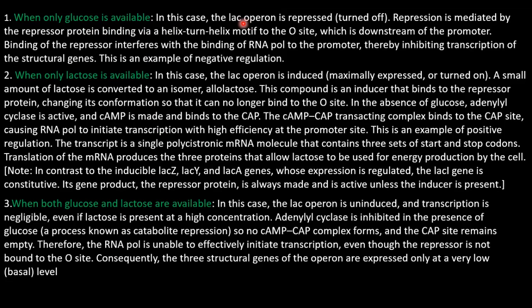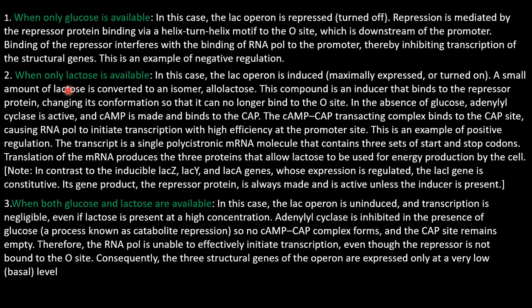In this case, the Lac Operon will be turned off. It is repressed. This repression is mediated by the repressor protein from the Lac I gene, and it will bind via a helix motif to the O site. Its DNA binding domain has a helix motif, which it uses to bind to the operator site, which is downstream of the promoter. So binding of the repressor interferes with the binding of RNA polymerase to the promoter, and this will inhibit transcription of the structural genes. And this is one example of negative regulation.